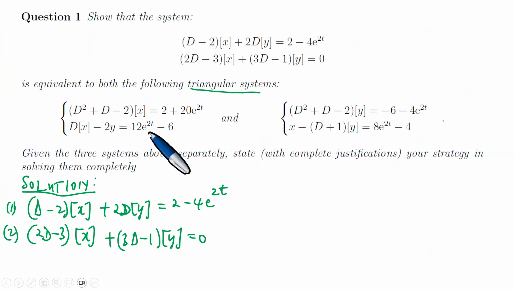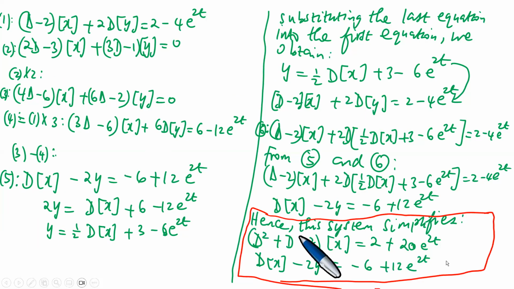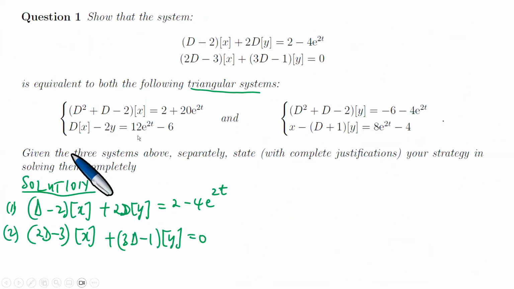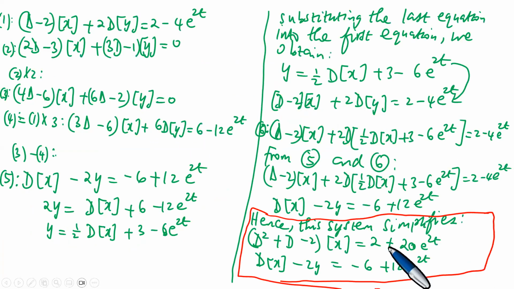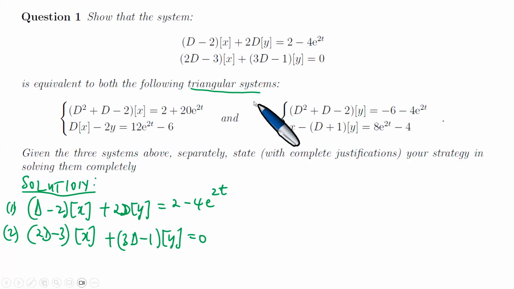It's exactly this, okay? With the exception of the fact that we have the minus 6 plus the 12, and here they have the 12 minus that. And they have the d squared plus d minus 2 plus 20t. It's exactly this. So the next objective is to try and eliminate the next variable. So we remove the d operator on x, and then we're left with d operator on y. So that's going to give us another triangular system.